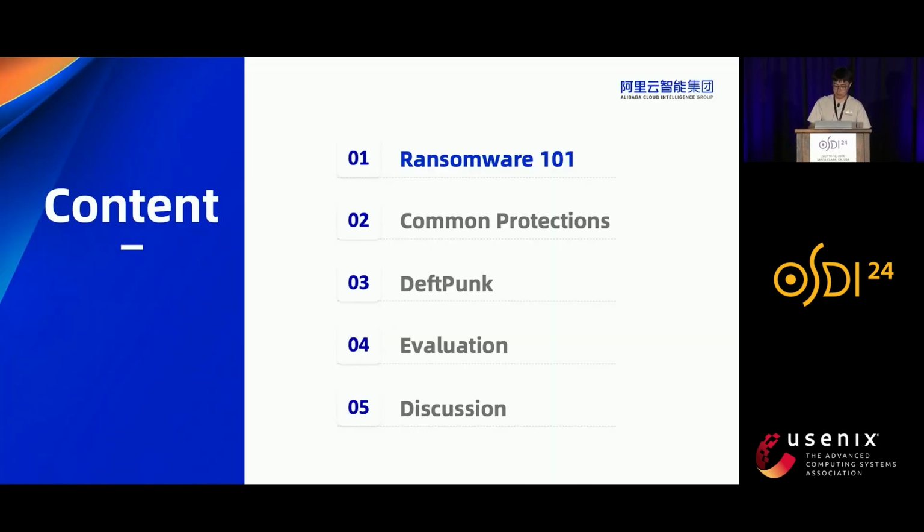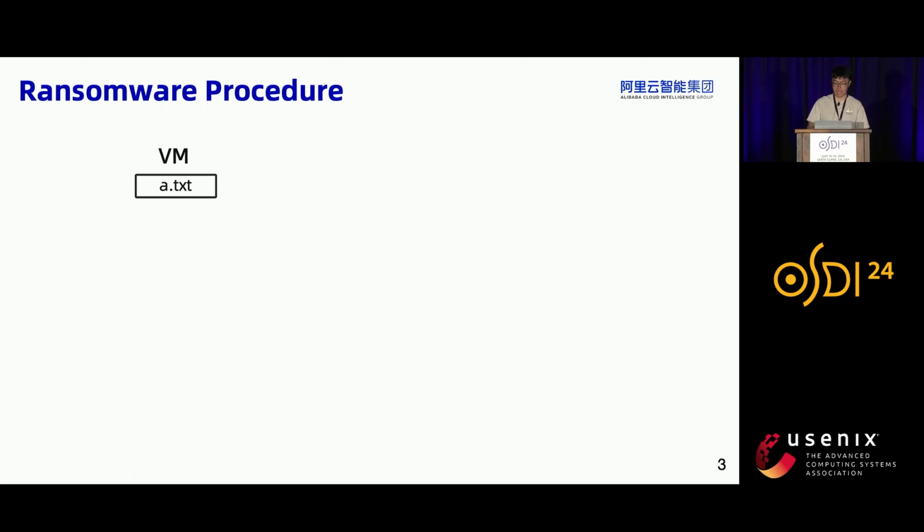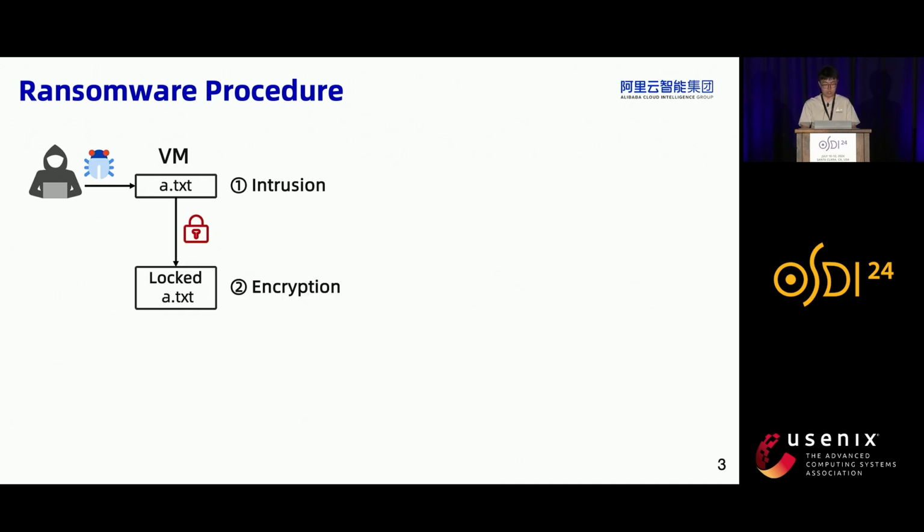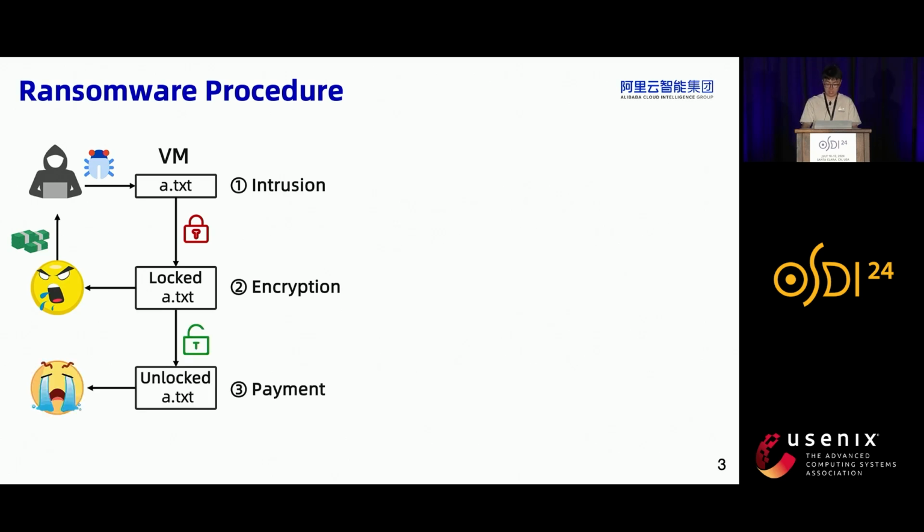Okay, first, let's review some basic information on ransomware attacks. Assume that the user has an important file in a virtual machine, for example, the txt file here. And if the user uses a weak password, a hacker can use this vulnerability to install ransomware on the virtual machine. The ransomware will encrypt the txt file, and then the user can no longer access it unless paying a huge amount of money. Even that, it is not a good ending.